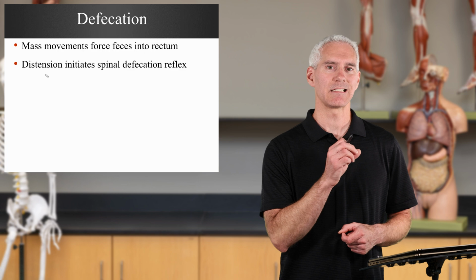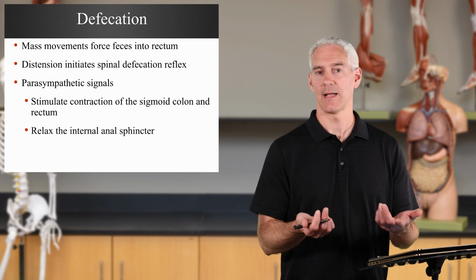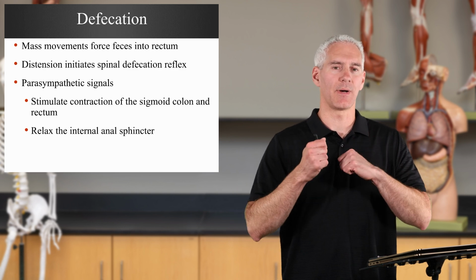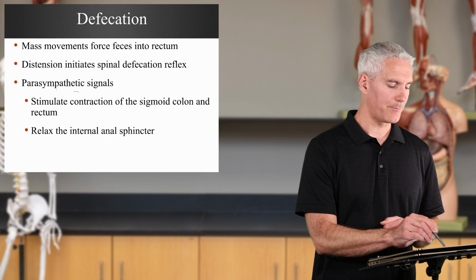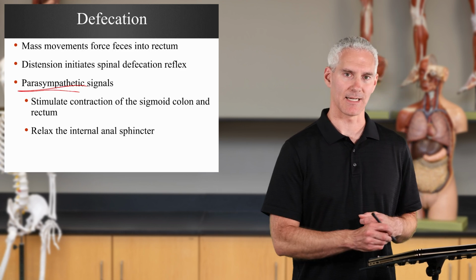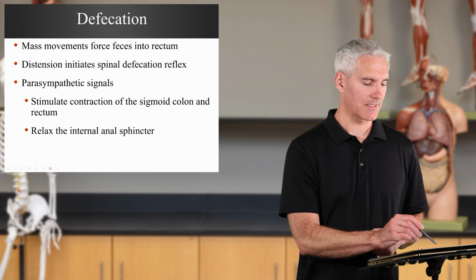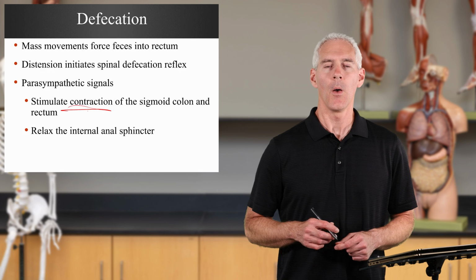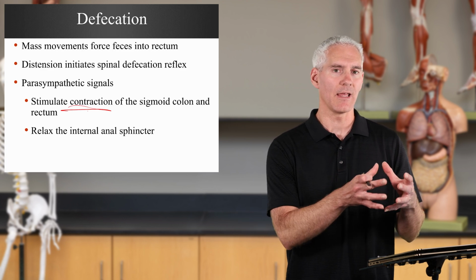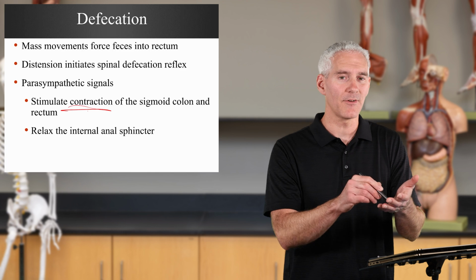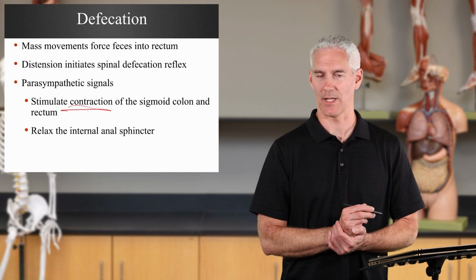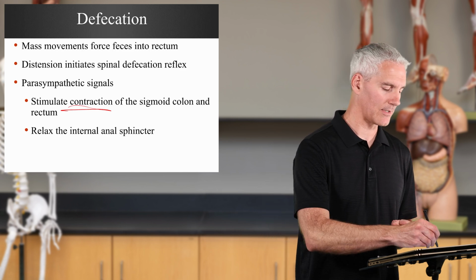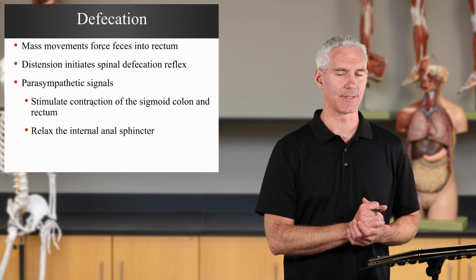So this initiates a spinal reflex, the spinal defecation reflex. What that will do is send a signal up to the spine, and at that point, the parasympathetic signals are sent back down. You're going to stimulate contraction of the sigmoid colon and contraction of the rectum, because the rectum itself is going to have that distension, but there might be enough material going back into the sigmoid colon as well. So you're contracting both the rectum and sigmoid colon, basically to push things further down.